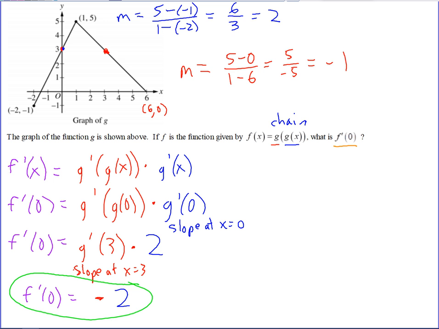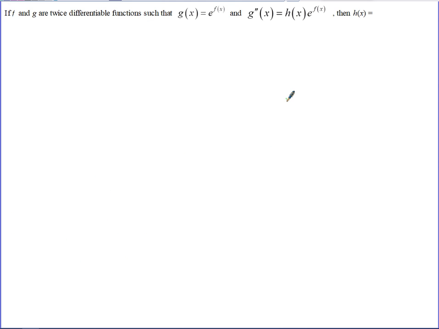Take a look at one more here. So it says if f and g are twice differentiable functions, such that g is e to the f of x and g double prime is h of x e to the f of x, then what does h of x equal? Okay. So kind of hard to see maybe how to go about solving for h of x here.